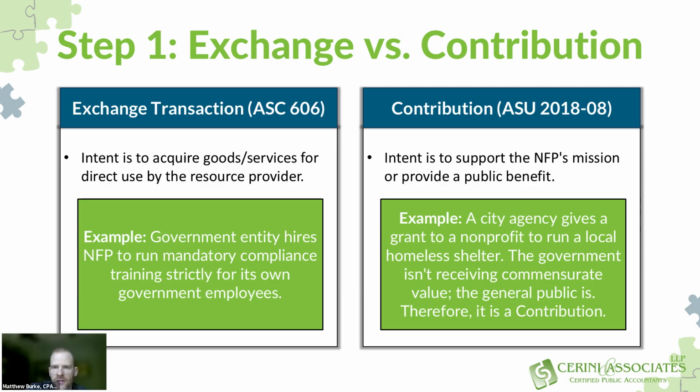An exchange transaction revenue is covered under this accounting standards codification number 606, revenue from contracts with customers. So the intent here is to acquire goods and services for direct use by the resource provider. So we'll give some examples because those tend to resonate more than just these words on the page. So if a government entity hires a nonprofit to run, let's say, a compliance training for its own government employees, the government agency is getting something out of that. It's getting trained employees, and the service provider, the nonprofit, is getting money, right? Someone's getting something on both sides of the coin. These are typical for fee-for-service arrangements, contracted services, things like that.